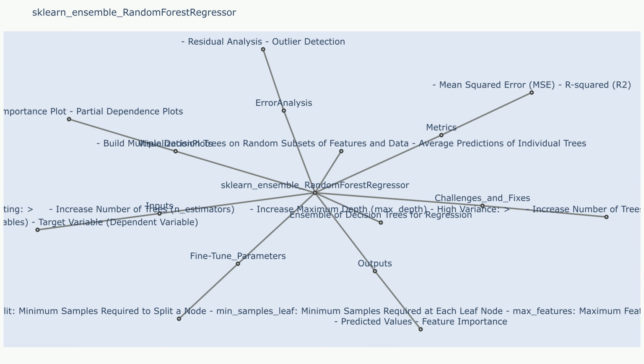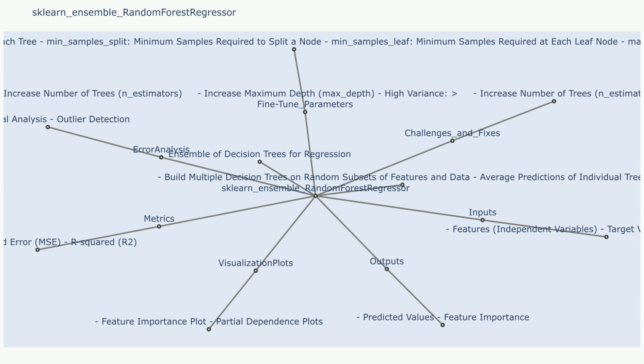Challenge 1: High training time. Constructing a large number of trees can be computationally expensive, leading to long training times. Sample use case: training a random forest model on a dataset with a million data points and hundreds of features might take several hours.